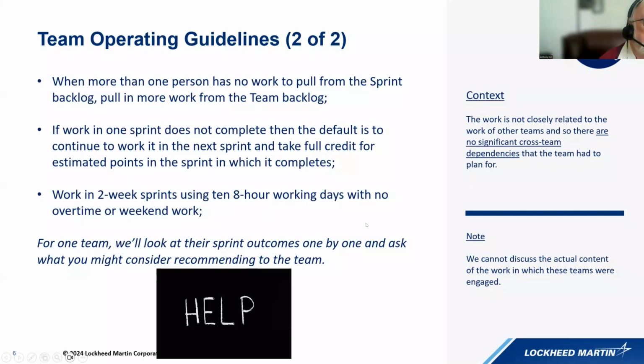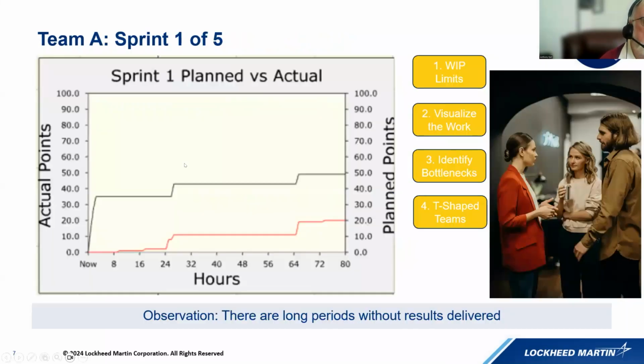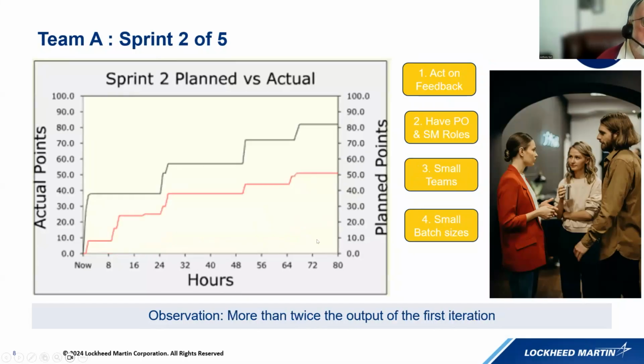And then we're going to look at what the outcomes were from these teams. So this team in the first sprint planned to do 35 points of work. They finished 20 points. I'm not going to go through what you would suggest for them, because they're not real, they're simulations. But note here, there are long periods where no results were delivered. There was no work finished in this period. But in the next sprint, they finished a lot of the work that was started in the prior sprint. And although again they planned below 40 points, they actually finished over 50 points.